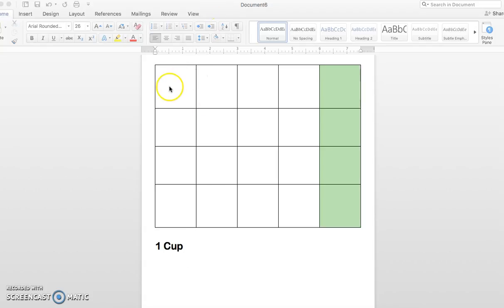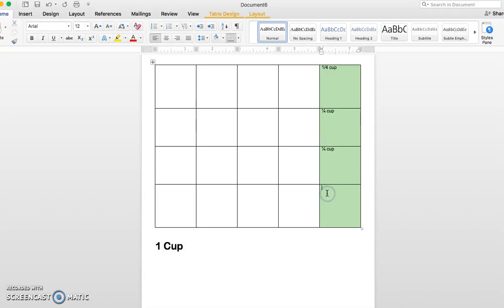Now if I go straight across here, and I'm talking about this bar of a cup, how much is that of a cup? That's going to be 1/4 of a cup. And this much of a cup is also going to be 1/4 cup, and so forth.